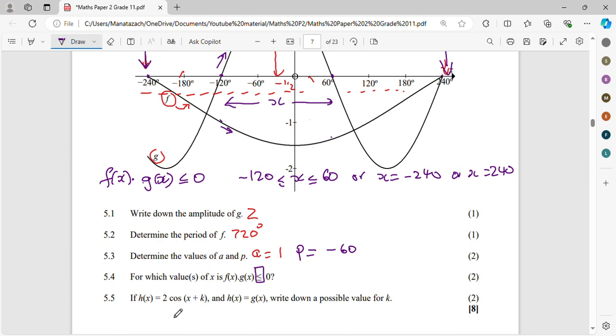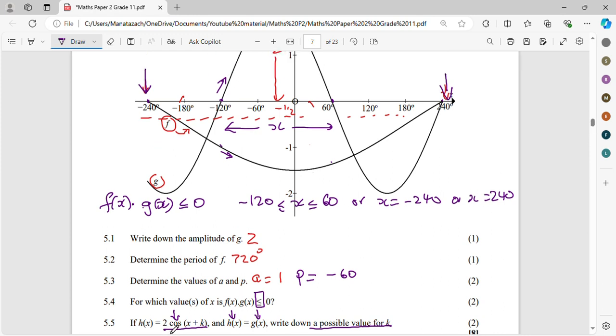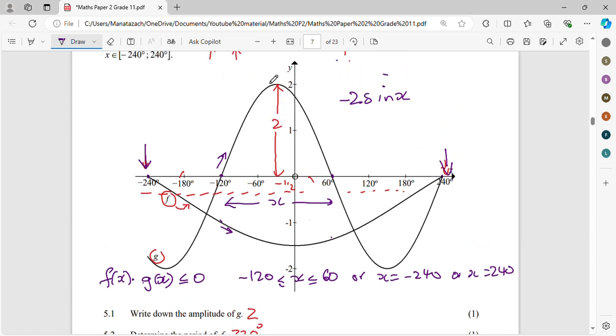And then let's do the last question. h of x is equal to the graph of cos, this graph here, this function, and h of x is equal to g of x. Write down the possible values of k, or a possible value of k, just one value, when we can manipulate this graph, which is graph of h, to exactly coincide with graph of g. The easiest way is to draw the two cos graphs before you shift it. That should be the easiest way out.